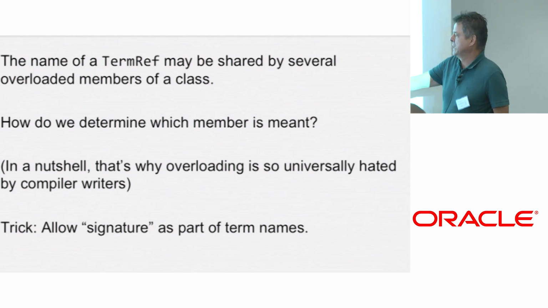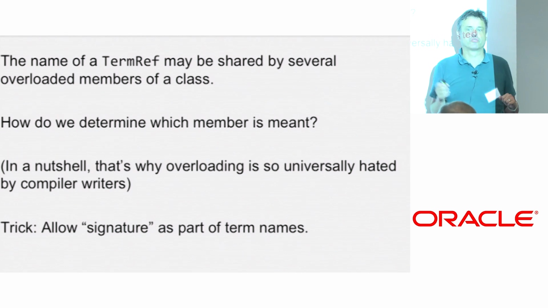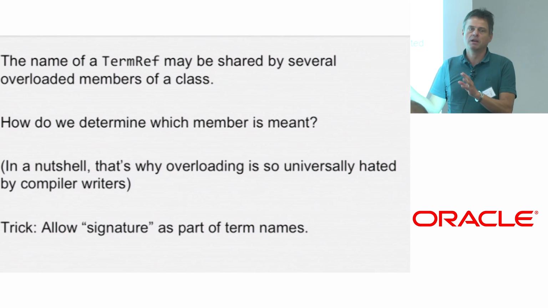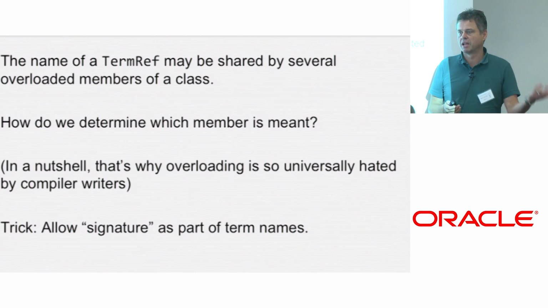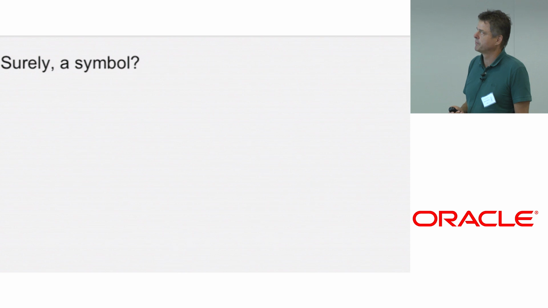The trick we use here is that we essentially allow the signature of things as part of the term name. So essentially, we encode the erased type, sort of what the JVM does. It's essentially, as a term name, we add the signature, and that will disambiguate overloaded methods and overloaded names.